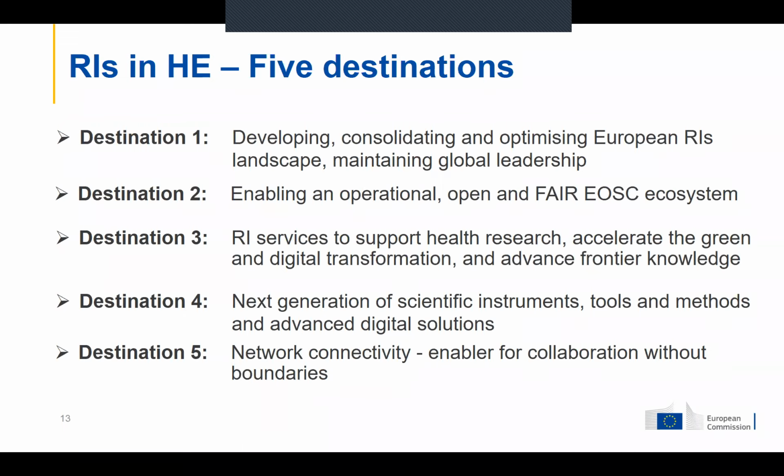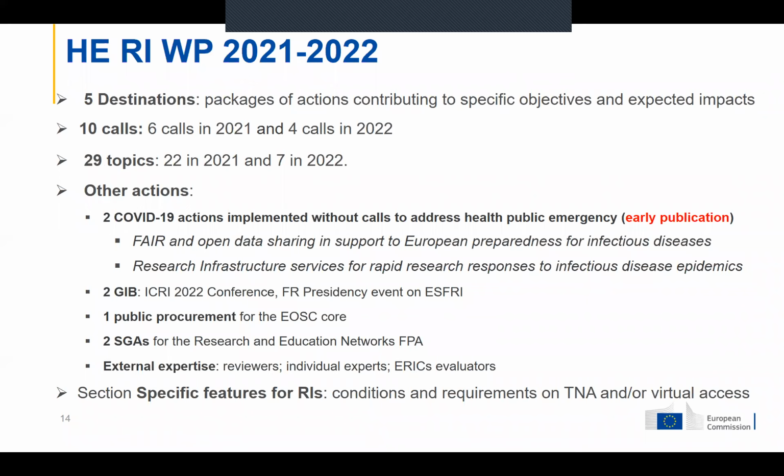Destination 3 is about the provision of services. And here you will see two different families of services. One family addressing challenge-driven objectives, and the other one addressing curiosity-driven research. Destination 4 is all about the development of new scientific instrumentation, tools and methods, including new digital solutions. And then the last destination, destination 5, will support the network connectivity, so the physical infrastructure, as was already the case in Horizon 2020.